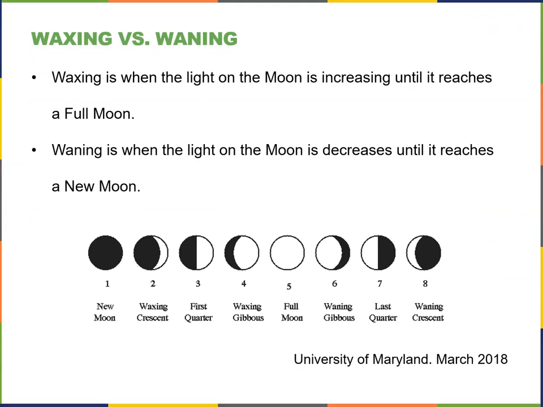We use the term waxing to describe when the visible light is increasing on the moon and waning when it is decreasing. So when we go from a new moon, we go to a waxing crescent because we are increasing the light. We continue to wax into a first quarter, and then a waxing gibbous, and then to a full moon, and then we begin waning.